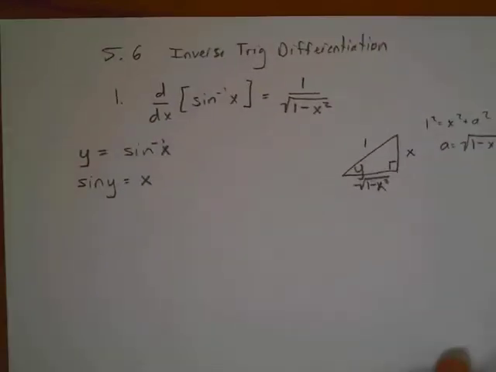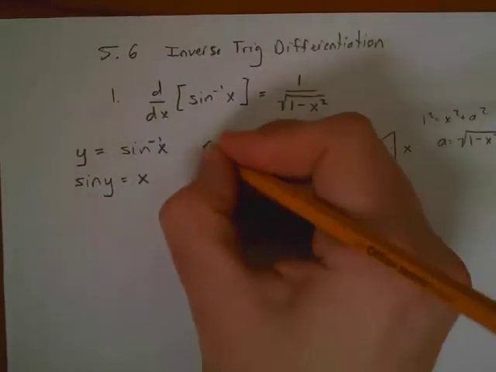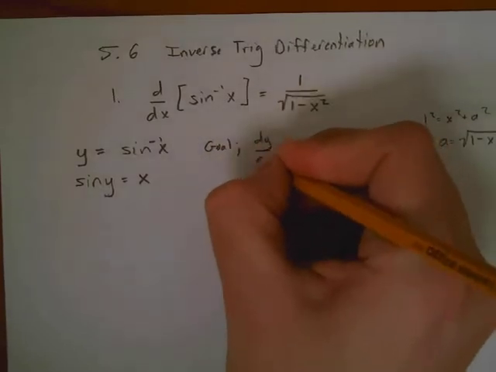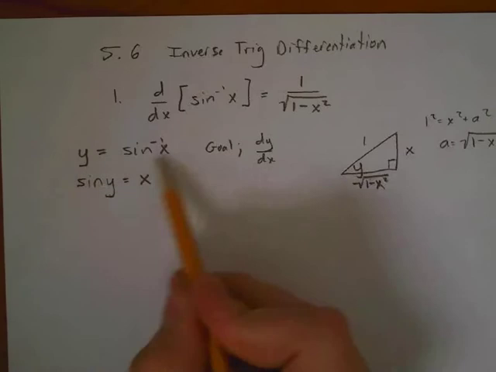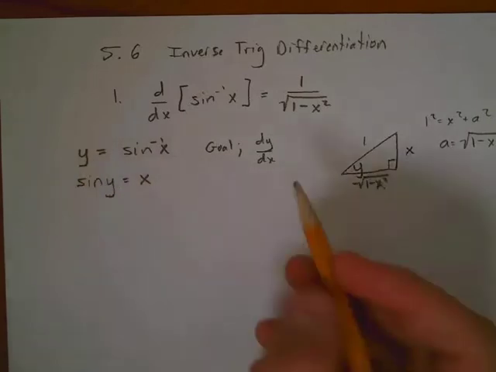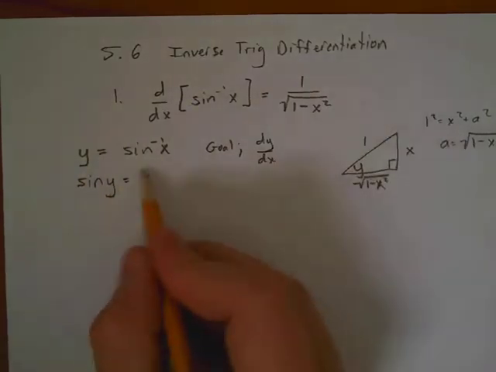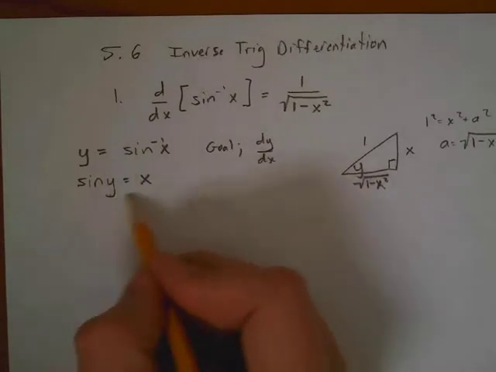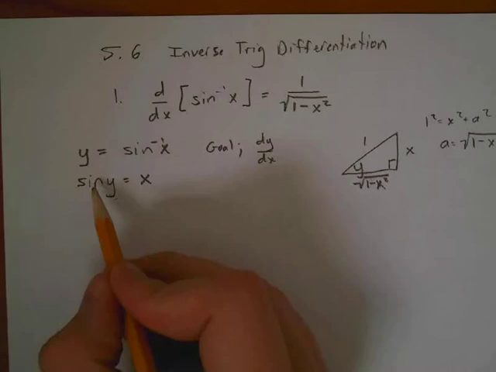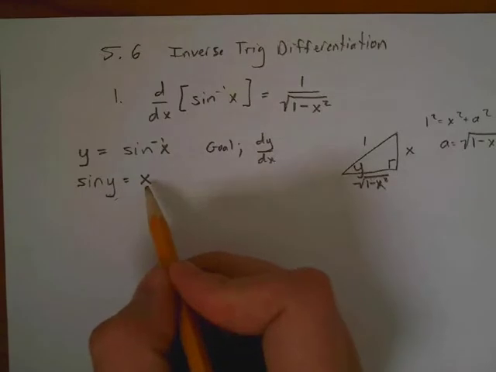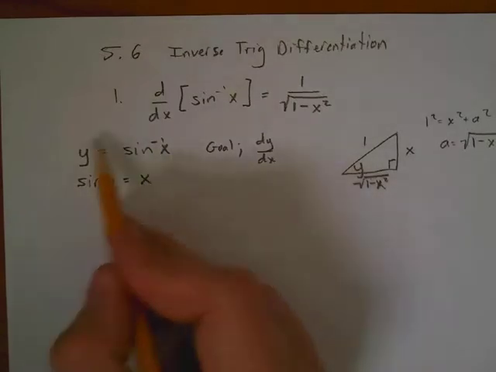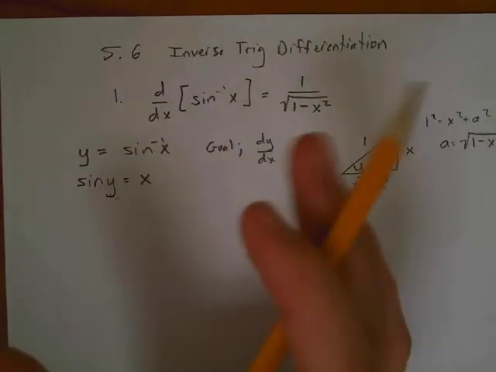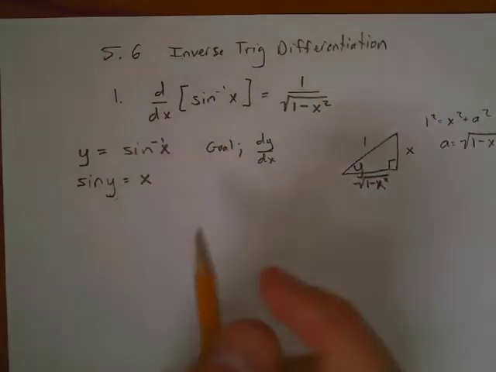So back to here, my goal is to find dy over dx. I want to know the derivative of this function. So what I can do is implicitly take the derivative of this. It's nicer because I know what the derivative of sine is, and I know what the derivative of x is, whereas looking at the function up here, I don't know the derivative of inverse sine. So I move it around to make it something that's familiar to me, and then I can take the derivative.